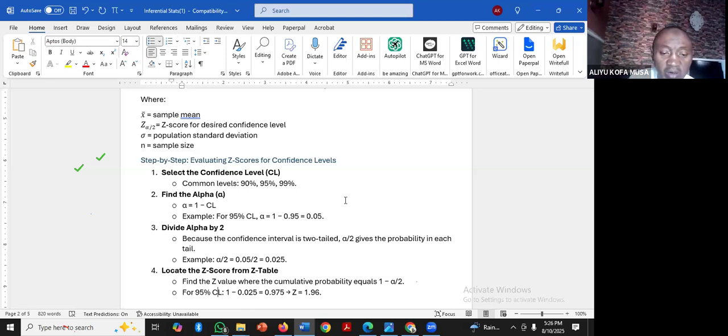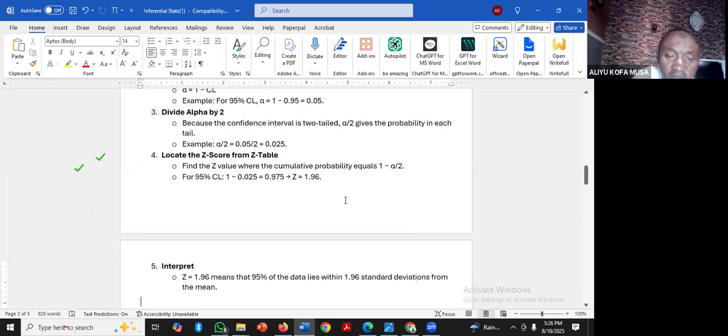Okay? You calculate it by dividing by 2, because the confidence interval is two-tailed. We have the minimum and we have the maximum. It's a two-tail, and that is the reason why we divide alpha by 2, to give the probability in each tail. So that is why we are dividing by 2.